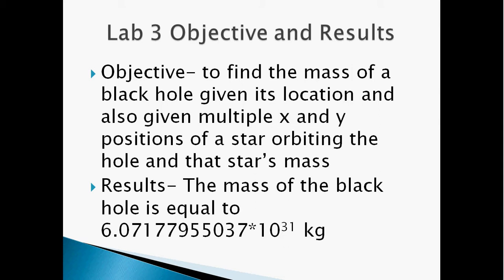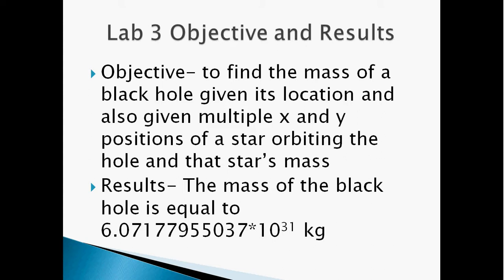Hello, for Physics Lab 3 we were asked to find the mass of a black hole given its location, multiple x and y positions of a star orbiting the hole, and that star's mass. In this lab, the star is our system and we are studying its motion. The interacting object with this system, whose presence is the main cause of the system's motion, is the black hole.